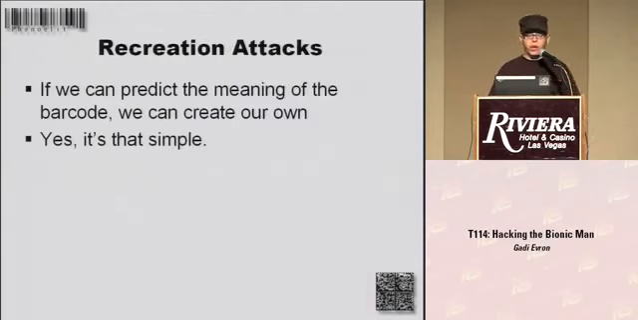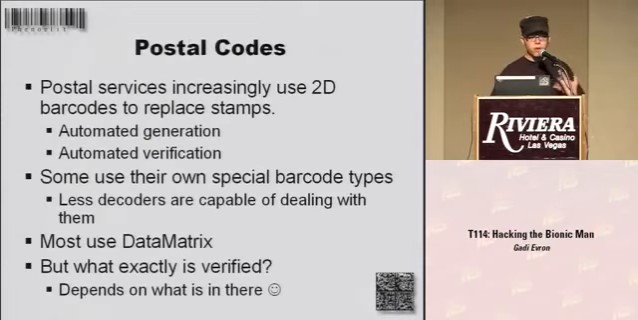And then we have what I call recreation attacks, which means, can I predict what the barcode is going to contain for a specific scenario that I want? If so, I can just print it out. It's that simple. So the most obvious target is postal codes. Now, postal codes are used instead of stamps, right? So they're actually worth money.